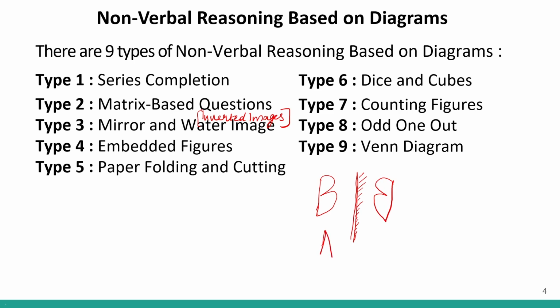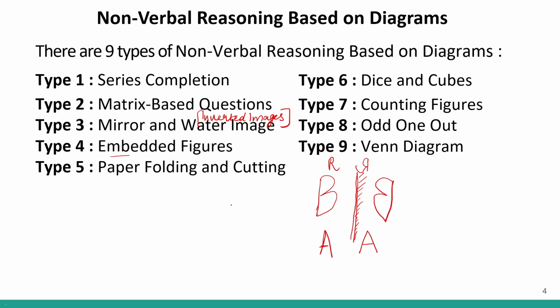So if you have an A, then in the mirror it will be the same. Because if you invert A, it will be the same. But B will look something like this. Similarly, if you have an R, it will look like this in the mirror. Okay. So this is mirror and water images.